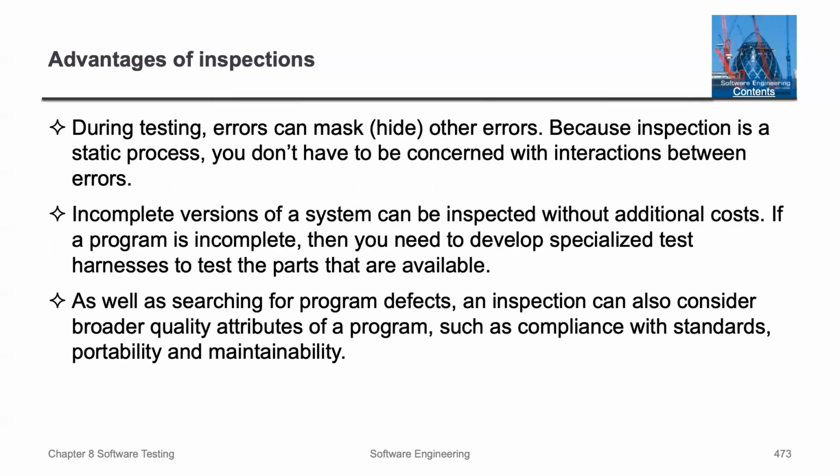So what are the advantages of inspection? During testing, errors may mask, that is hide, other errors. Because inspection is a static process, you don't have to be concerned with interactions between errors. Incomplete versions of a system can be inspected without additional cost. If the program is incomplete, then you need to develop specialized test harnesses to test the parts that are available. As well as searching for program defects, inspection can also consider broader quality attributes of a program, such as compliance with standards, portability, and maintainability.